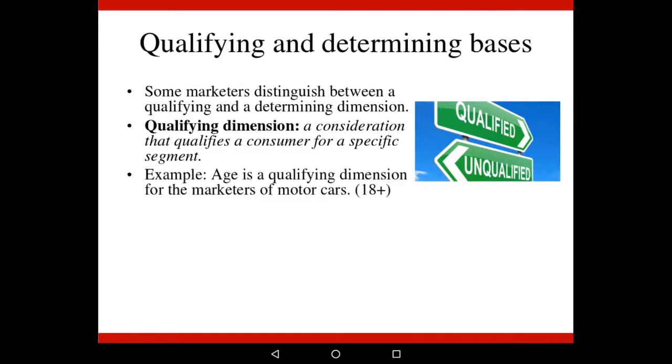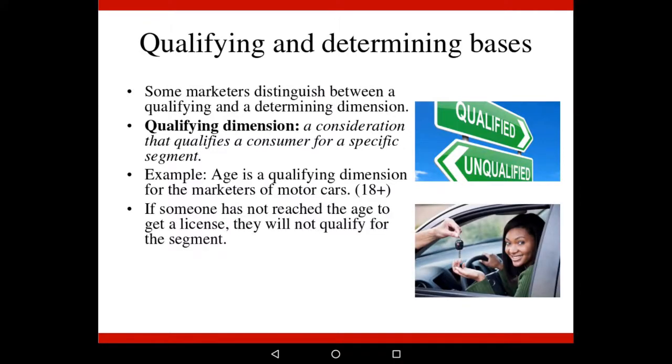For example, age is a qualifying dimension for marketers of motor cars. You need to be older than 18 to get a license in South Africa. So, in other words, you need to be 18 and above to own a car. So therefore, it doesn't make sense for car companies to try to sell cars to people that are younger than 18. So what qualifies you to become part of their segment is that the consumer is 18 and above. So age is a qualifying dimension.